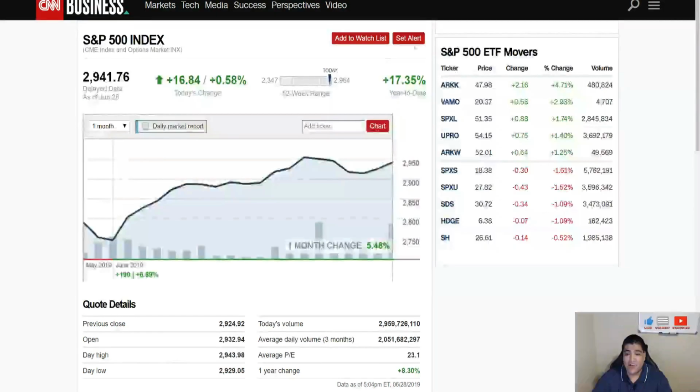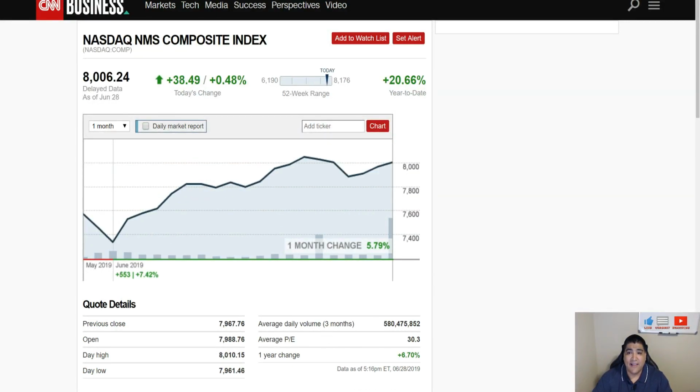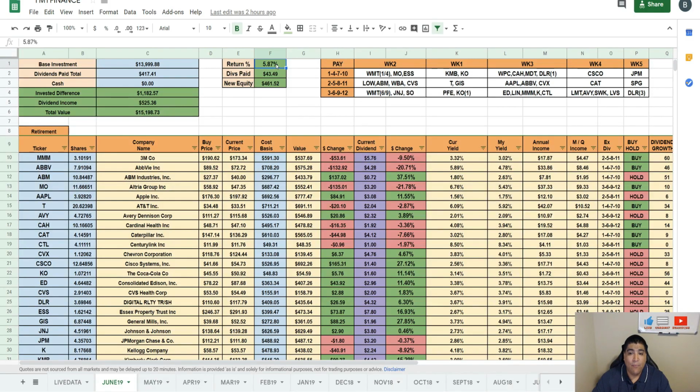So I would actually say that the S&P, the Dow Jones, and the NASDAQ are actually slightly higher than what is currently appearing here. So my portfolio either came in line with the total market return, or it actually came a little bit below, but it's perfectly fine. This portfolio is not specifically meant to track the S&P 500, the Dow Jones, or the NASDAQ.